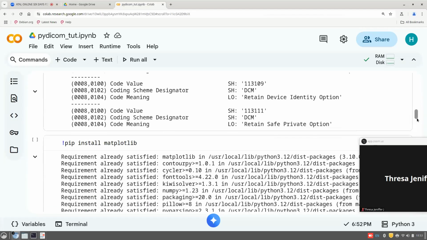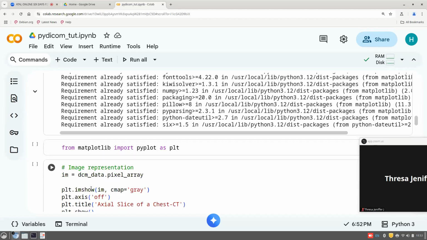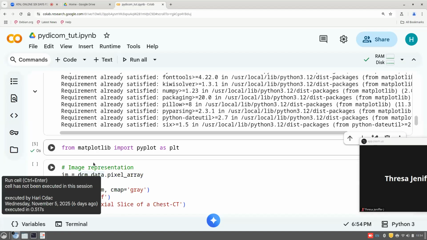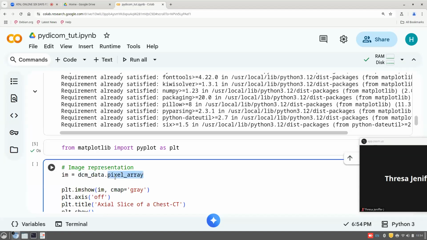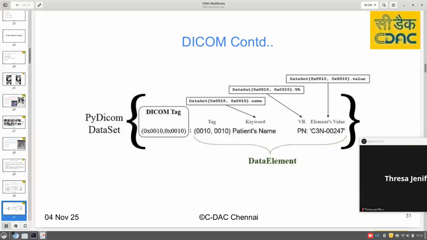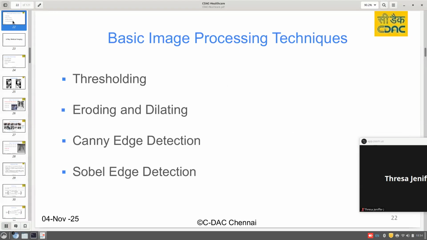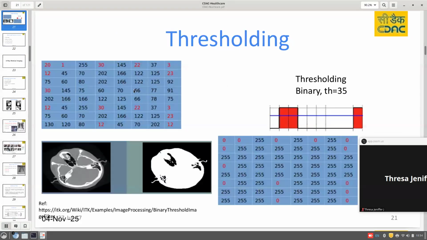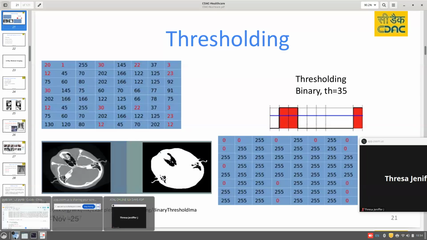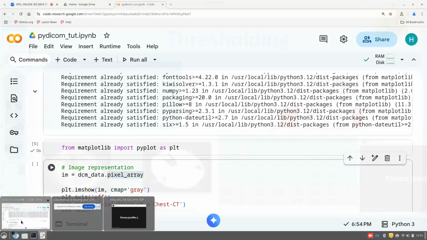So one of the tags is pixel array. That is why I am using dcm.data.pixel_array to represent the image part, because as image processing engineers looking to do deep learning identification, I am interested in this pixel array, which is the matrix I defined earlier. Generally, this is a matrix used for representing the image. So we are interested in pixel array, which contains this matrix.